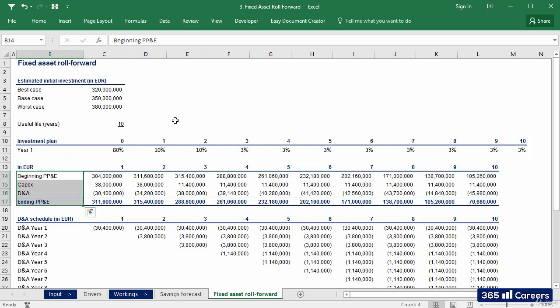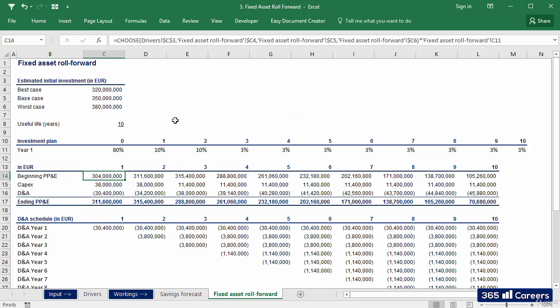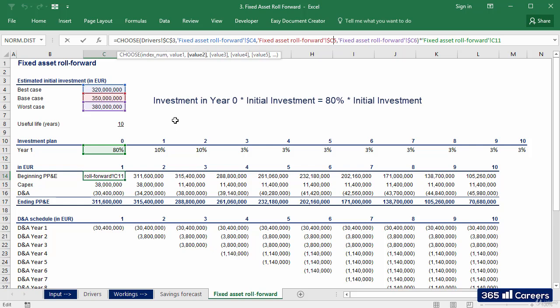Here we have the classic fixed asset roll forward table. Beginning property, plant, and equipment plus capital expenditures less D&A for the year equals ending PP&E. Beginning PP&E in year 1 would be the investment sustained to build the plant in year 0. Therefore, we must multiply 80% by the investment amount in the 3 scenarios.